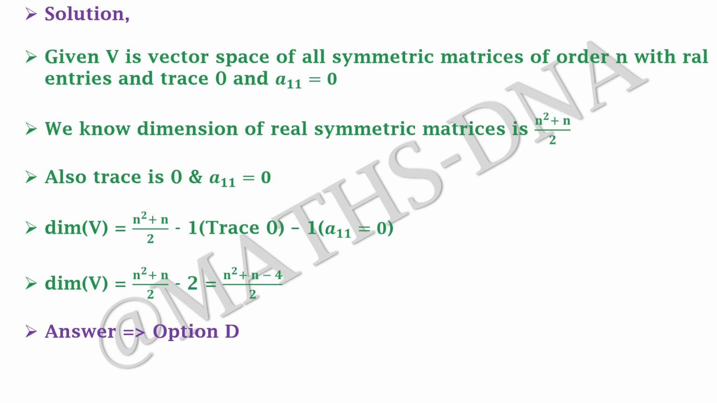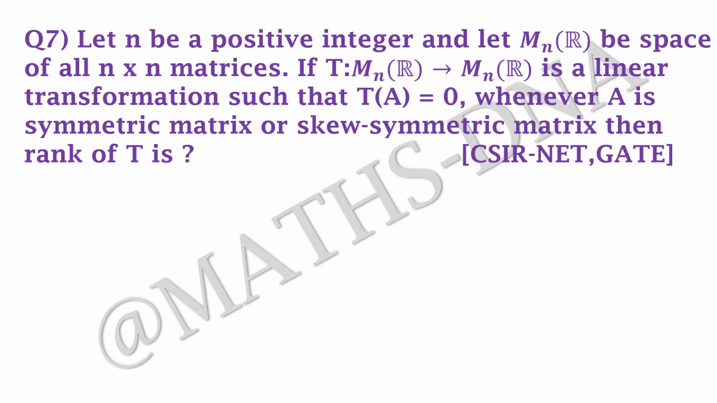So you can see that once you know the properties and formulas, it becomes very easy for you to solve any question. Moving on to our next question, question 7. Let n be a positive integer and let M_n(R) be the space of all n cross n matrices. If T, a linear transformation from M_n(R) to M_n(R), is such that T of A is equal to 0 whenever A is a symmetric matrix or skew-symmetric matrix, then the rank of T is.